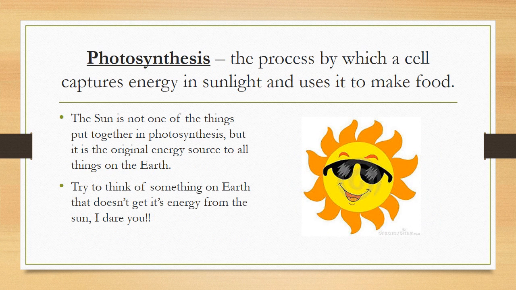Photosynthesis is the process by which a cell captures energy from sunlight and uses it to make food. The sun is not one of those things put together in photosynthesis, but it is the original energy source to all things on Earth. So in order for this put together process to happen, you need some energy to start it. And that's where the sun comes in. It gives energy for these organisms to start photosynthesis.